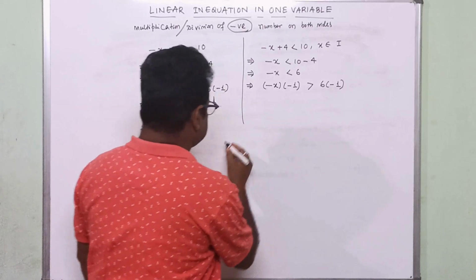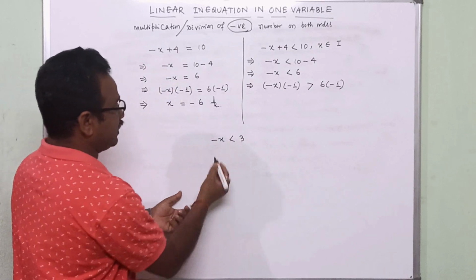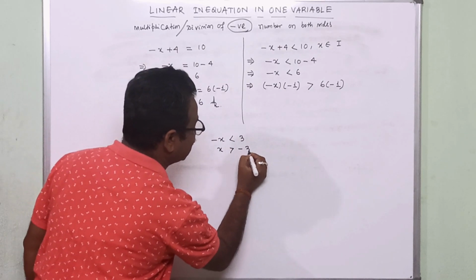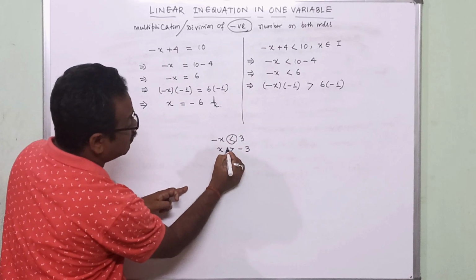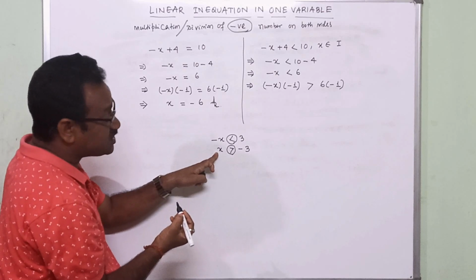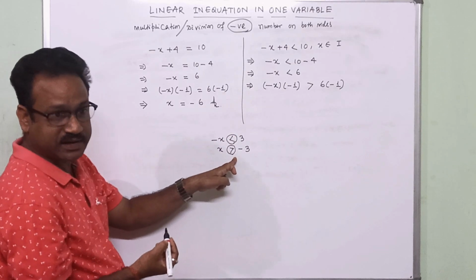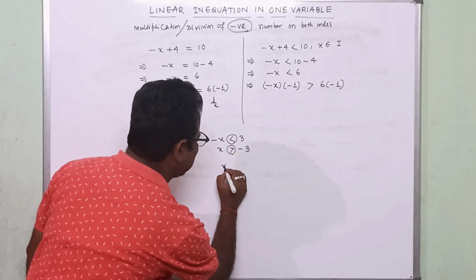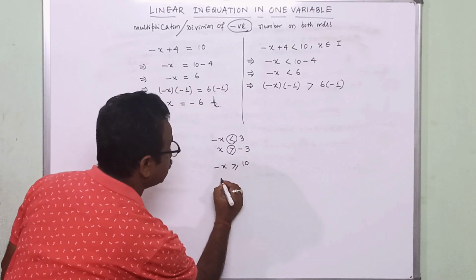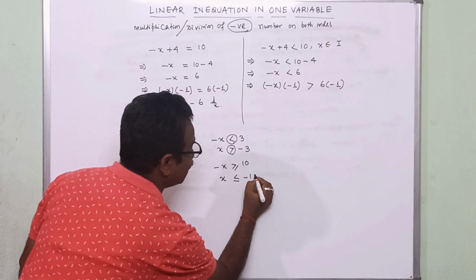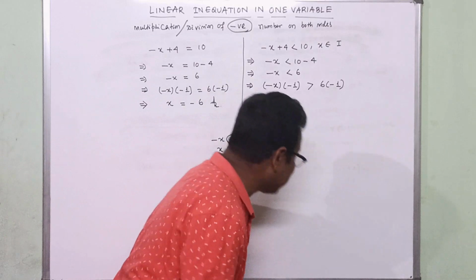For example, suppose given minus x less than 3, then x greater than minus 3. Minus x will become plus x, and the less than sign will become greater than sign. Suppose given minus x greater than equal to 10, so here x less than equal to minus 10. In this way the sign in between will change.